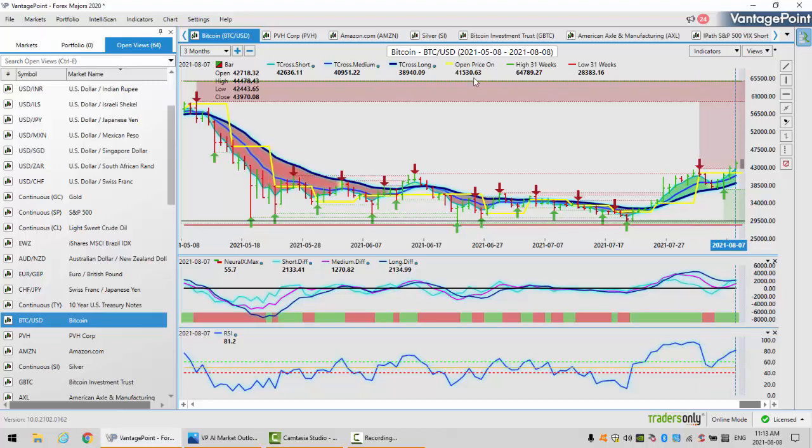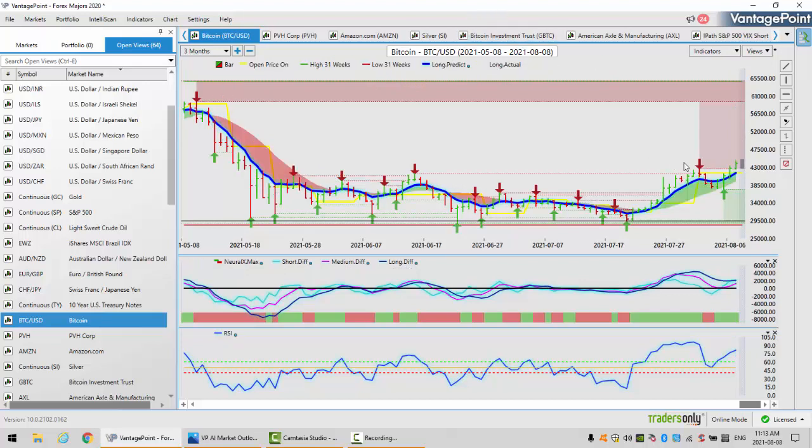The T-cross long, we're coming in at the T-cross long at 38,940. If we click on our F8, this is where it gets very interesting because if we look at the blue line, the predicted moving average by itself, 41,572, that's the level that I'm looking to hold.